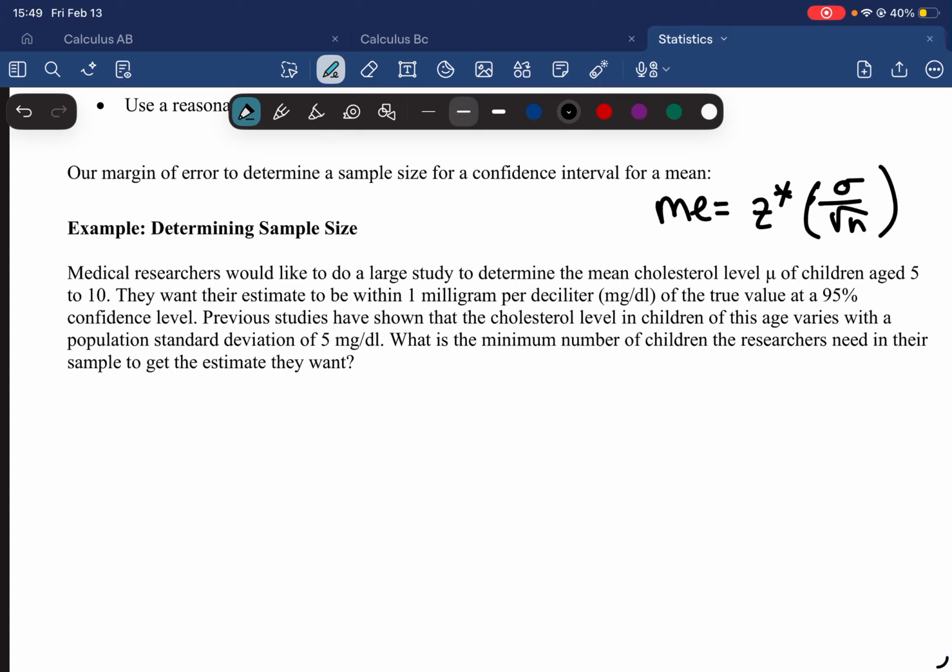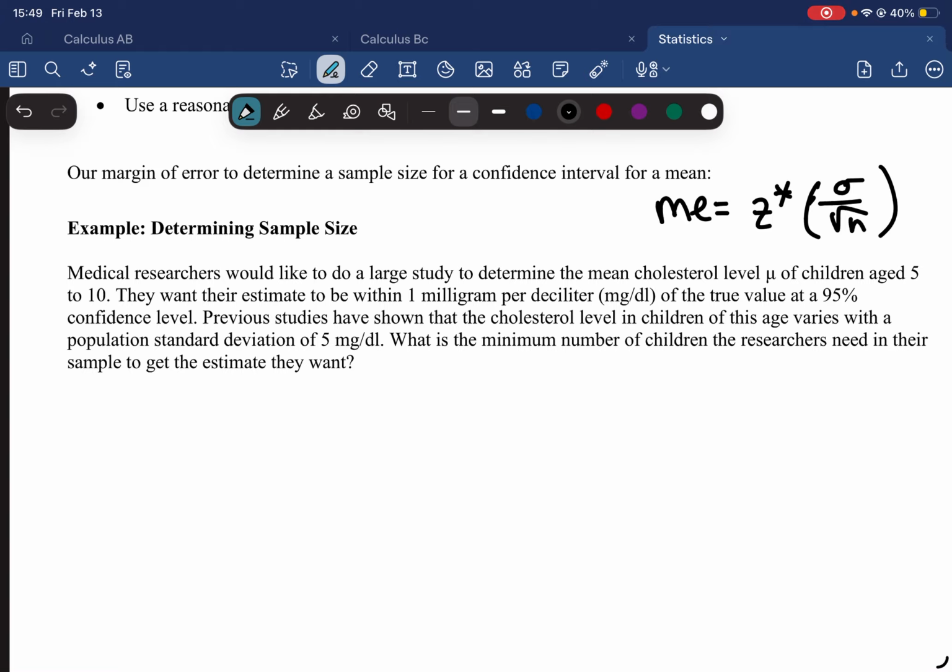it says medical researchers would like to do a large study to determine the mean cholesterol level mu of children aged 5 to 10. They want their estimate to be within 1 milligram per deciliter of the true value at a 95% confidence level. Previous studies have shown that the cholesterol level in children of this age varies with a population standard deviation of 5. What is the minimum number of children the researchers need in their sample to get their estimate they want?